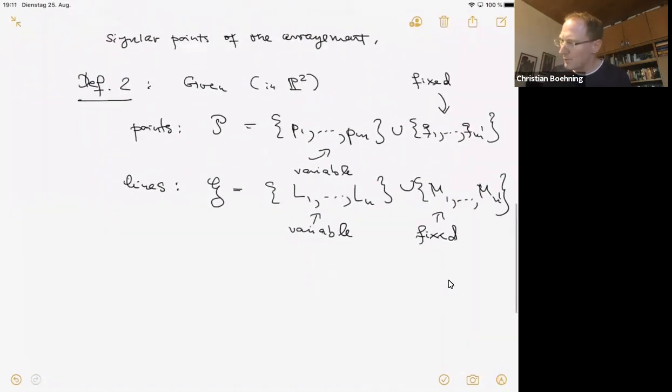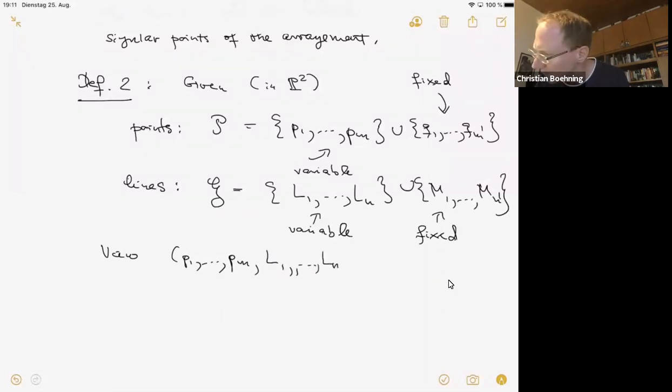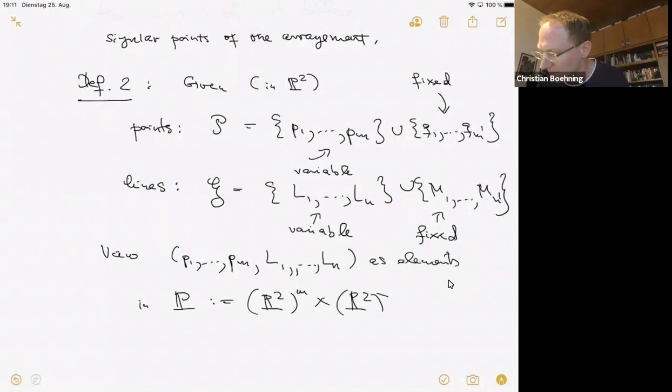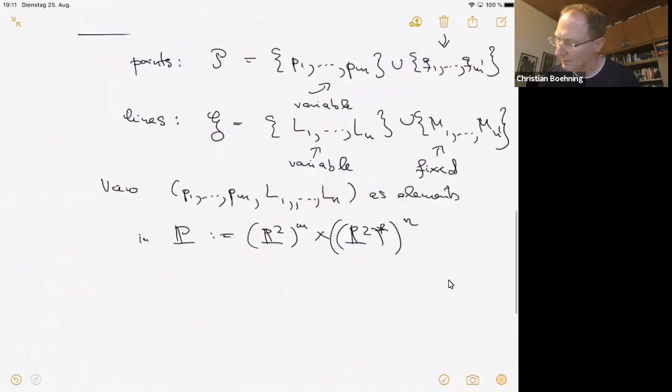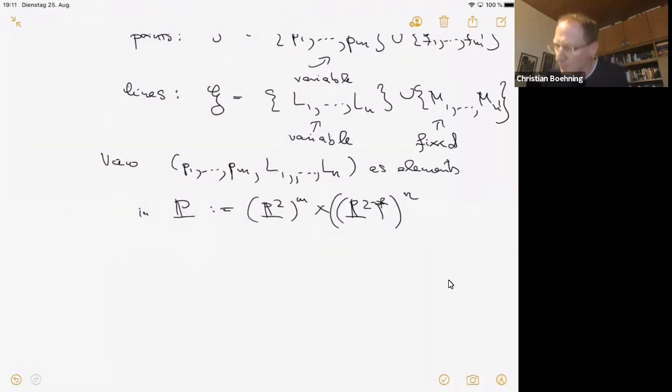And I want to view the variable points P1 to Pm, and the lines L1 to Ln, as elements in a natural parameter space, so in this projective space P, which is just P2 to the m times P2 dual, the dual projective plane, to the n. Given all this, what is a generalized incident scheme?